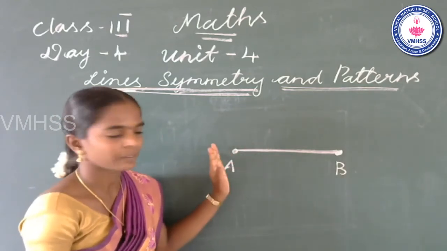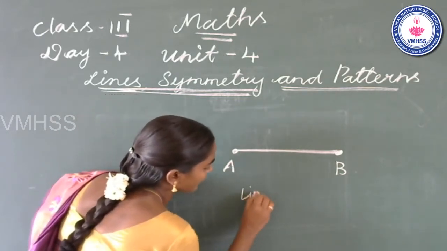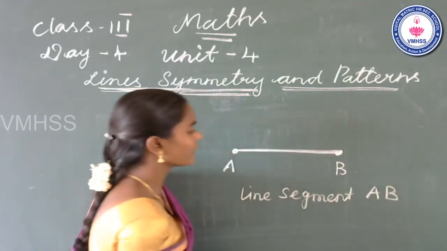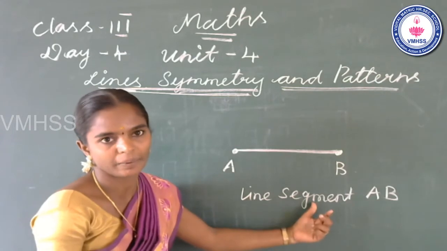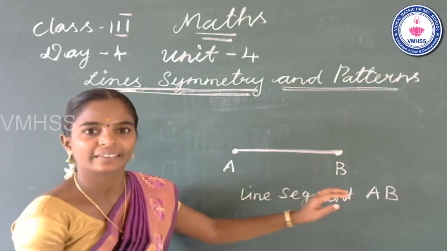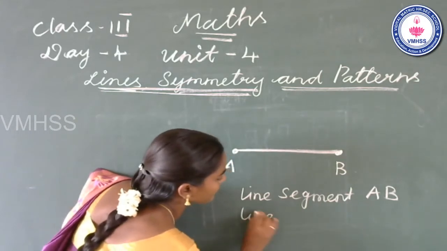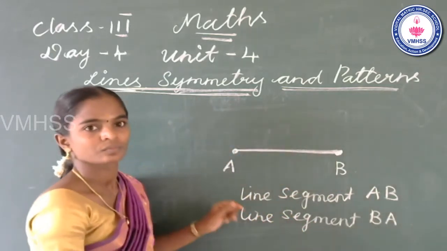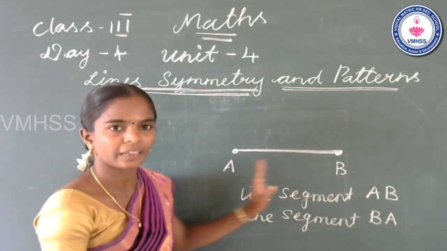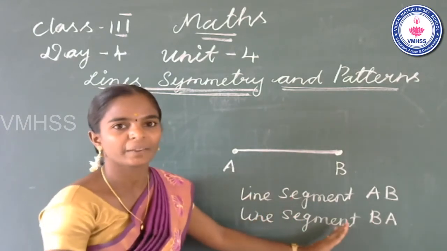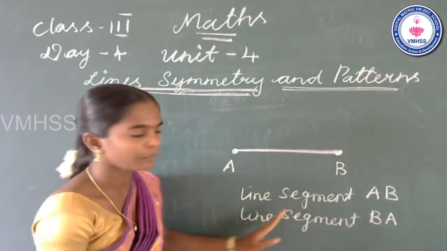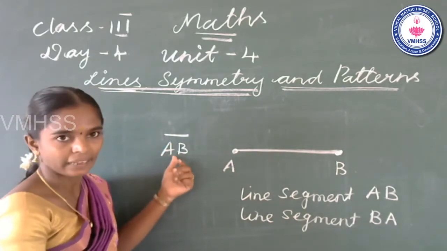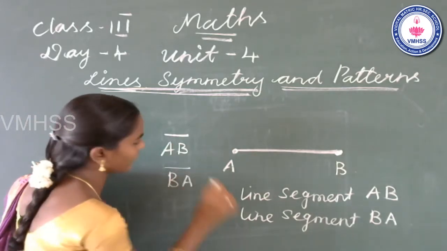The line segment is written as line segment AB, or line segment BA. Children, this is the symbol for line segment AB. So line segment AB or line segment BA.